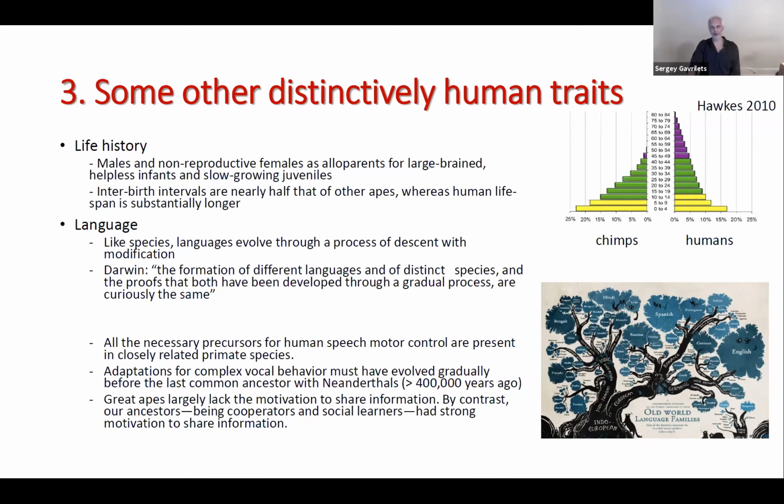Language emerged. And as Darwin noticed, the formation of different languages and of distinct species, and the proofs that both have been developed through a gradual process, are curiously the same. And indeed, languages evolve through the process of descent with modification. We now know that all necessary precursors for human speech, such as motor control, are present in closely related primate species. And the consensus is that adaptations for complex vocal behavior must have already been in place before we split from Neanderthals about half a million years ago. So why did it happen in us and not in our apes? Well, apes largely lack motivation to share information. In contrast, our ancestors, who were cooperators and social learners, had strong motivation to do that.